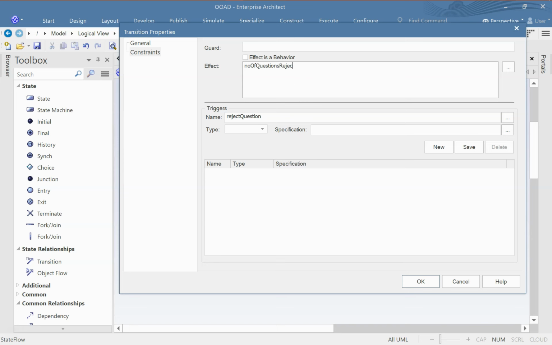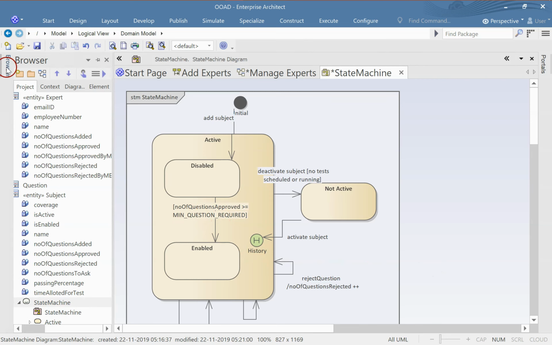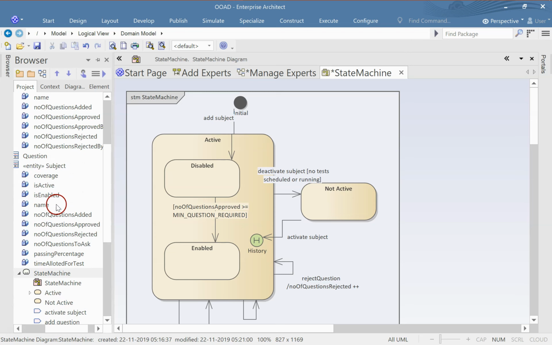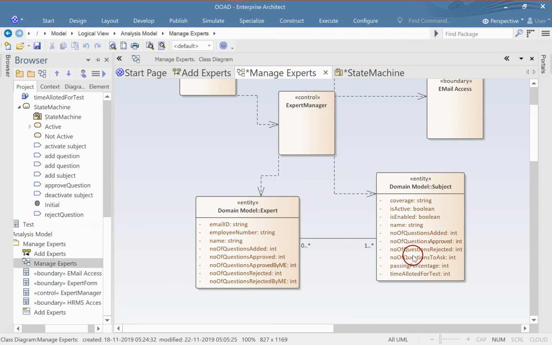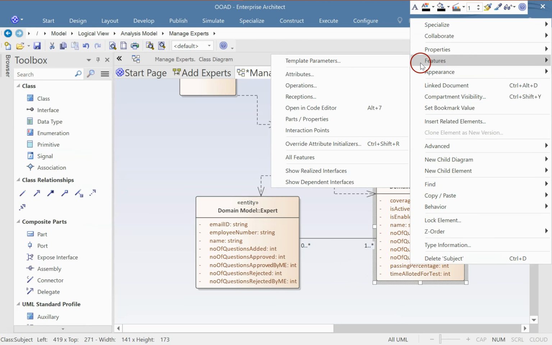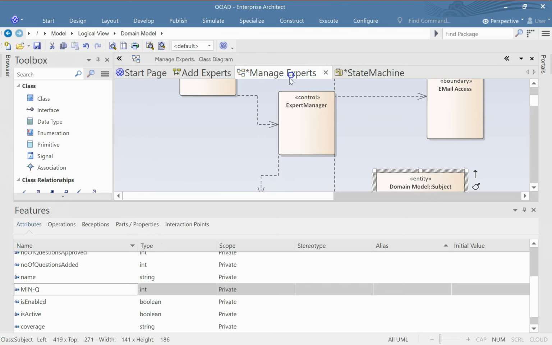Number of questions rejected plus plus. Now minimum question required. Let's go to browser and see whether we have that. No, we don't have. So that means we have to add it. Class diagram. And here we have to add an attribute. Min questions. What was that? Min question required.